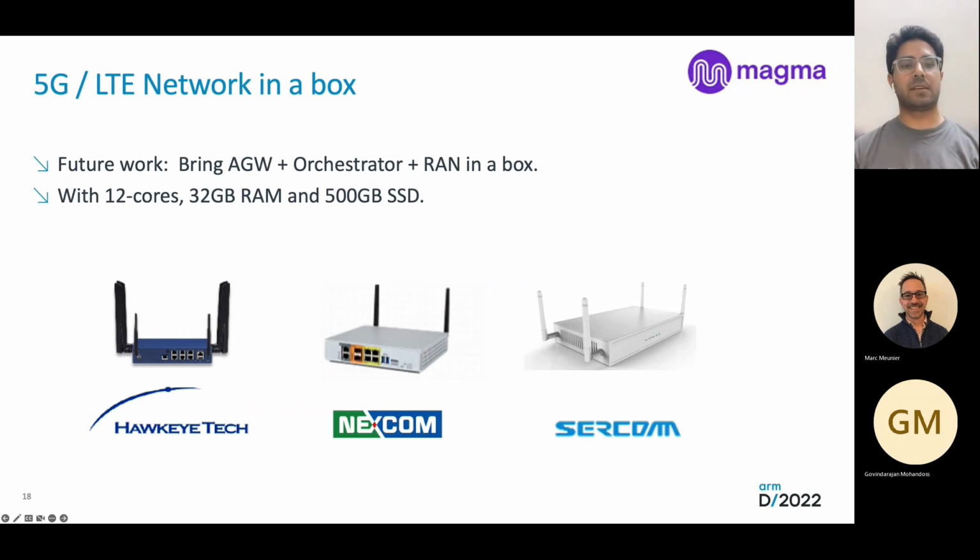So many of the companies have asked us to bring Magma in a box and also include a radio. We have already tested deployment of an orchestrator and access gateway in a box, which can be deployed on edge locations. That's working for x86. We have used KVM for the isolation of these components with multiple physical NIC interfaces. Now we have started testing the same process with the ARM platforms. We will be testing these deployments on Hawkeye, Nexcom, and Sercom devices. So hopefully that will work great.